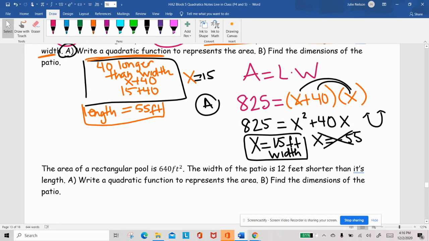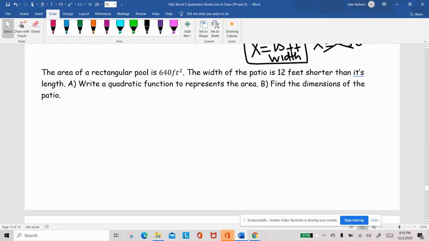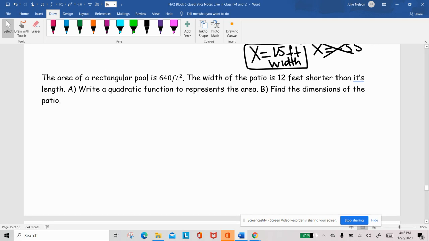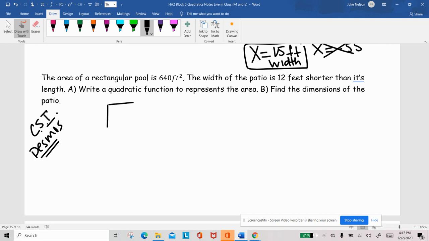All right, so next thing I want to go over really quickly has to do with the area of the pool. Even though we did area in class really quickly, it was a quick problem. I want to go over it in a little bit more detail. So this is the one that has to do with the CSI homework. And for the CSI homework for right now, you could use Desmos to help you. In the future, I'm going to show you how to do this without using Desmos, but we're going to use Desmos to help us out right now because that's what the problem is asking us to do. The area of a rectangular pool is 640 feet squared. So I'm a very visual person, so I'm going to draw my pool.